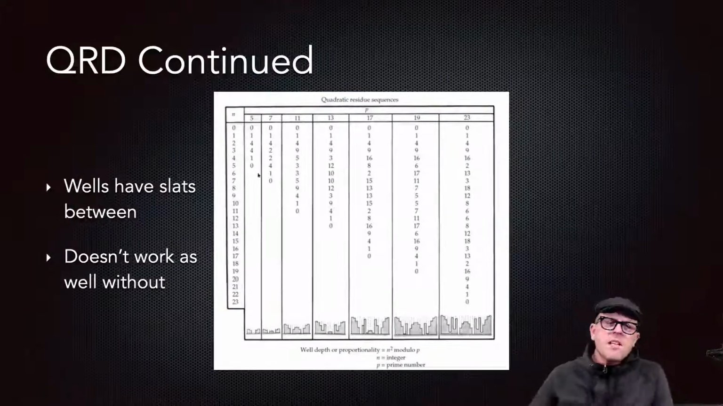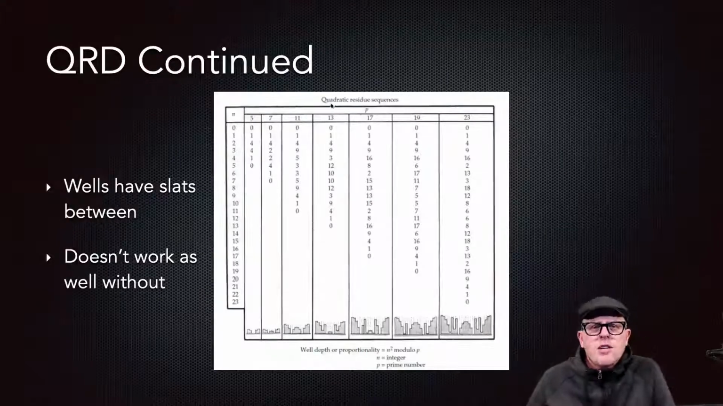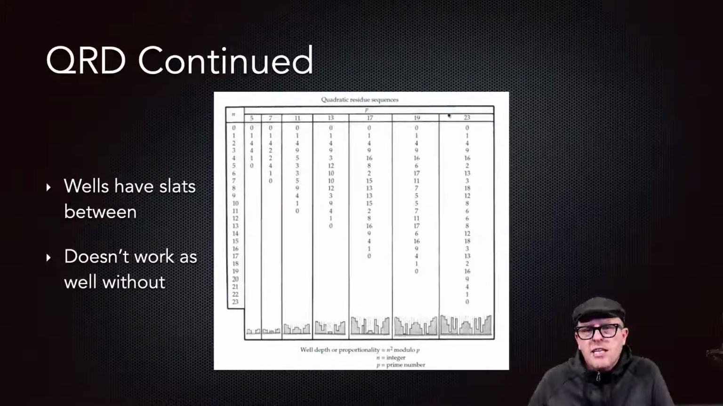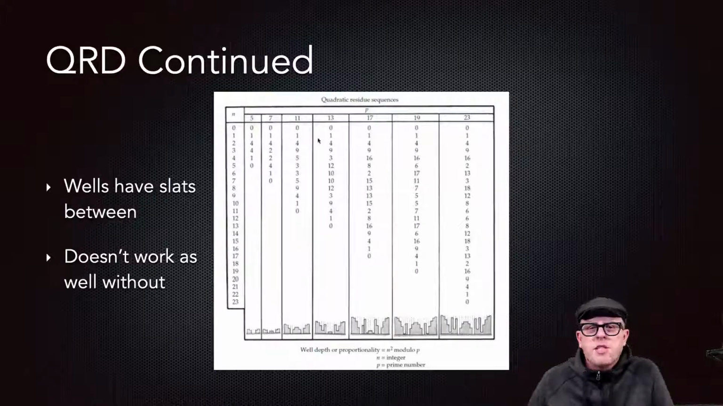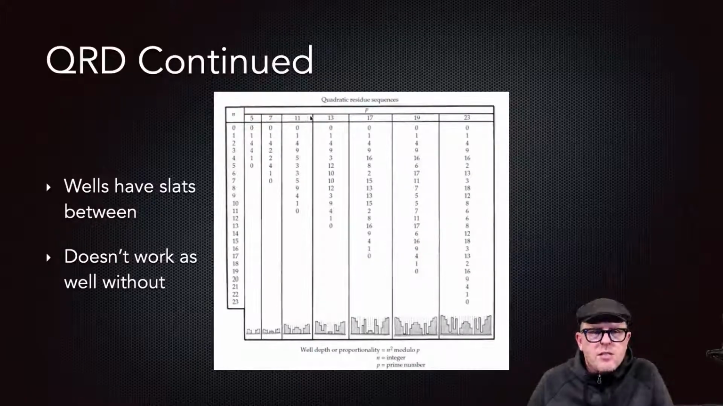What we see here are the quadratic residue sequences. This is our n, which is our count, the well number, so to speak. And this is the prime number series: 5, 7, 11, 13, 17, 19, 23. Let's take an example, the P11 right here, or the QRD 11, as it's sometimes shown.